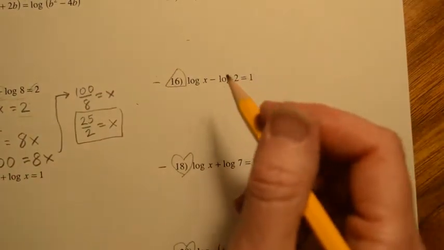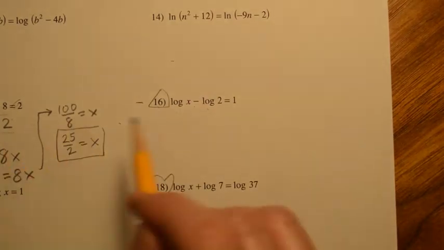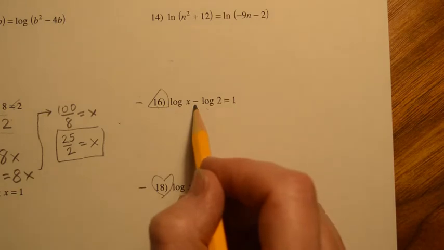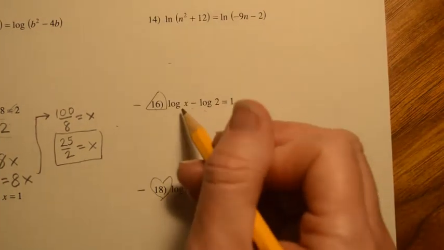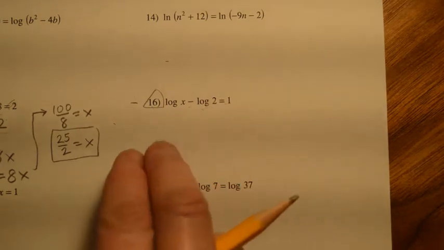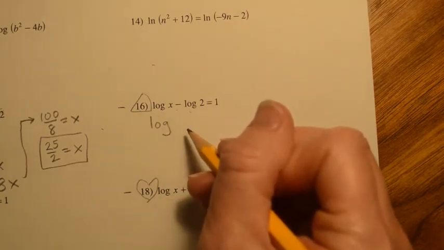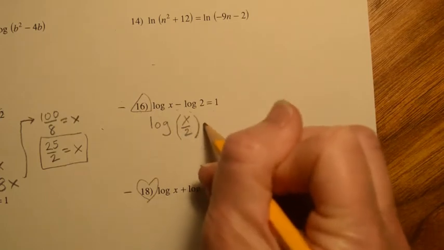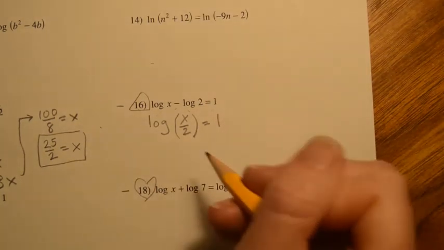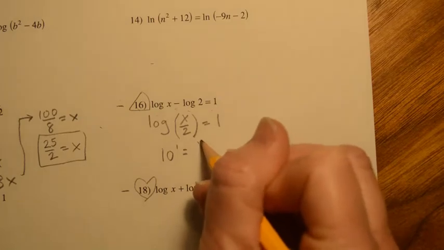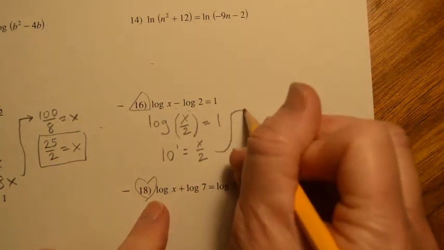All right, so let's take a look at number 16 then. Same thing, except now, instead of using the product rule that we did before when we had an addition, think about what we would use here. Hopefully you said the quotient rule, which would be correct. When we have the difference of two logs, then it just turns into log of a single quotient. So we've got log, again, no base written, so it's implied 10. So then this is going to be x over 2 equals 1. You should rewrite this then as 10 to the first equals x over 2. And then hopefully you see that this just says x equals 20.